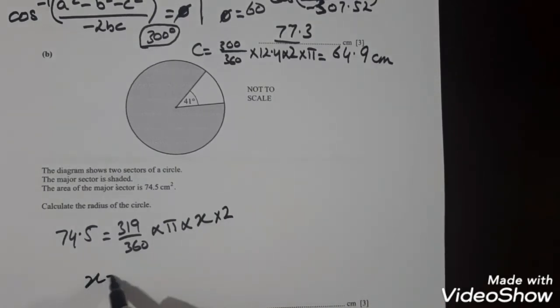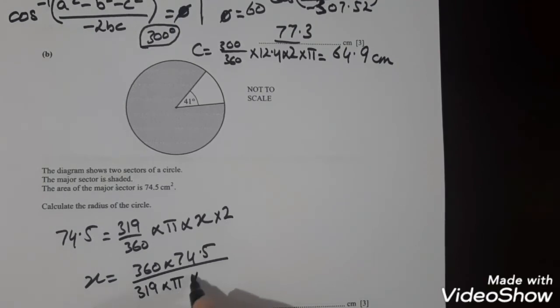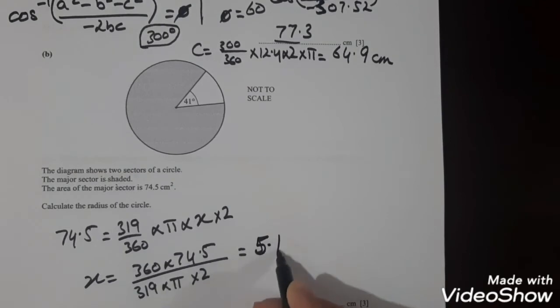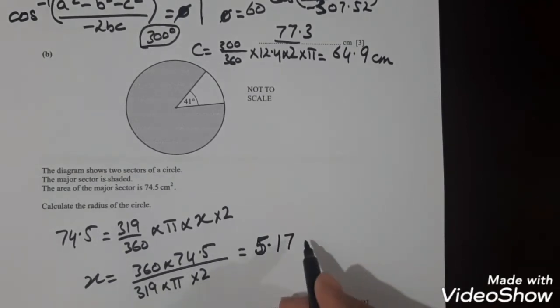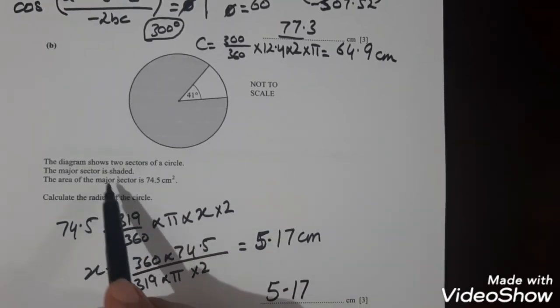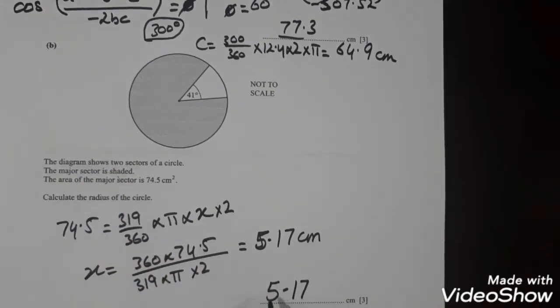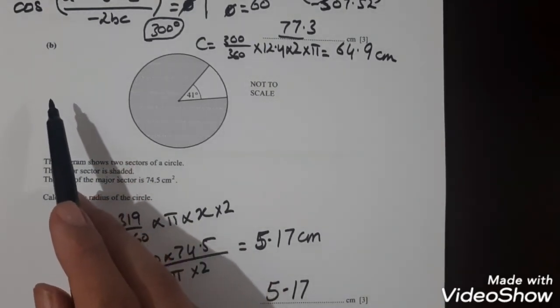So we'll use x squared is equal to 360 multiplied by 74.5 divided by 319 multiplied by pi, and the value for x is 5.17 centimeters. So this is the final radius for this circle, and 5.17 is the final answer for question B of question 19.